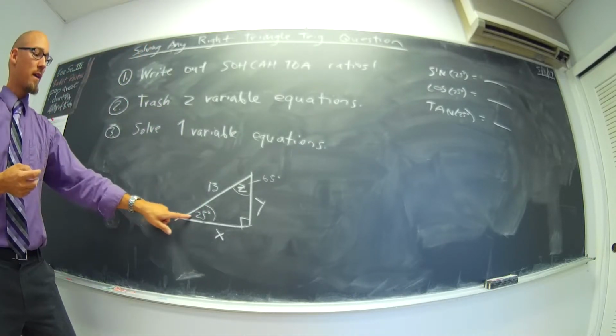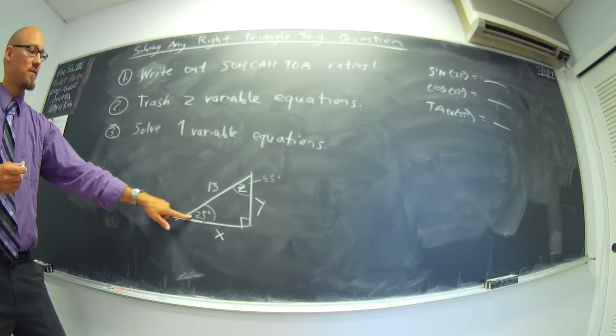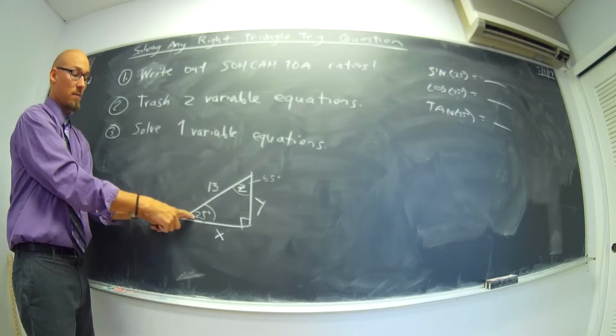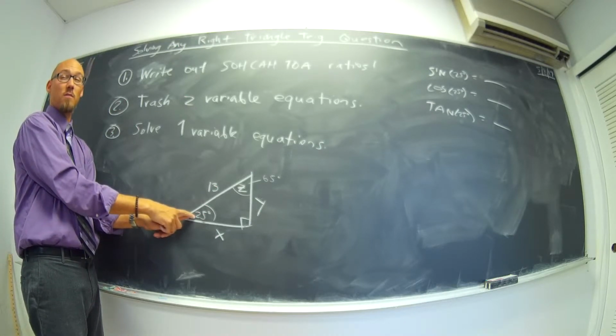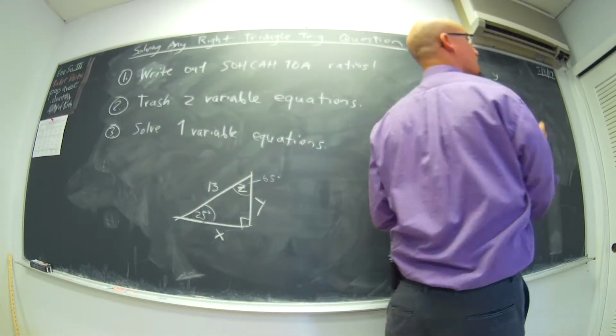So, Megan, help me with my SohCahToa. Sine of 25. So I'm going to stand here, and I'm going to look for the opposite over hypotenuse. Yes, that would be y over 13.